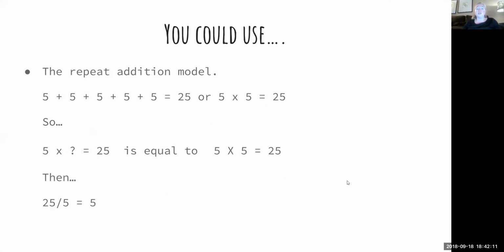You could use the repeated addition model, adding 5 as many times as needed to get 25, or 5 times 5 equals 25. So 5 times what equals 25 is equal to 5 times 5 equals 25. Then turn it into your division problem: 25 divided by 5 equals 5. We found the missing factor.